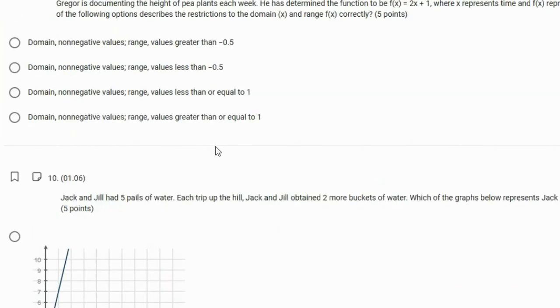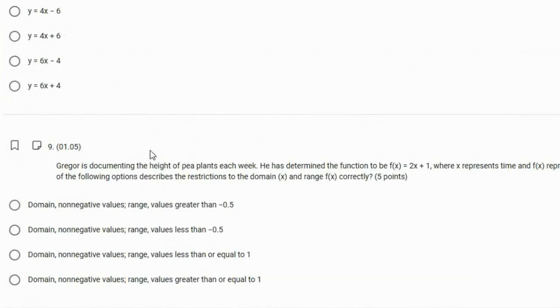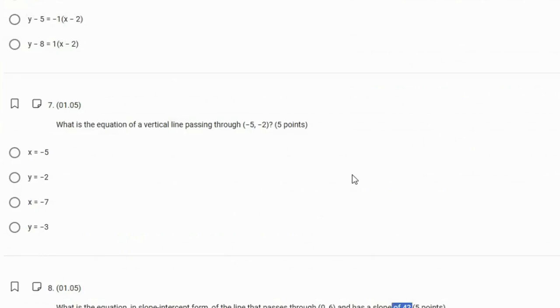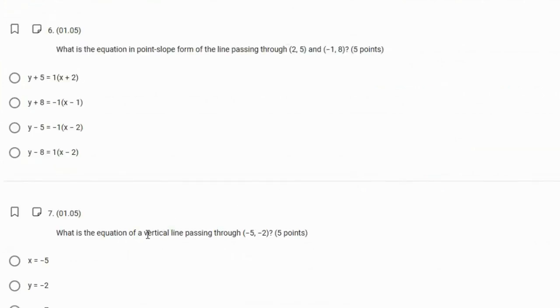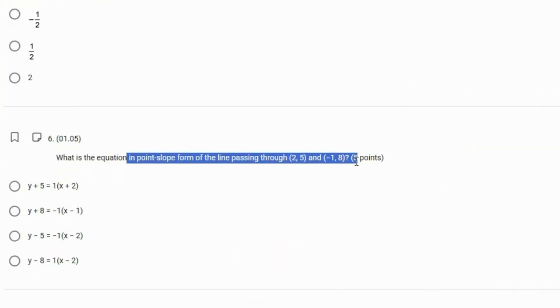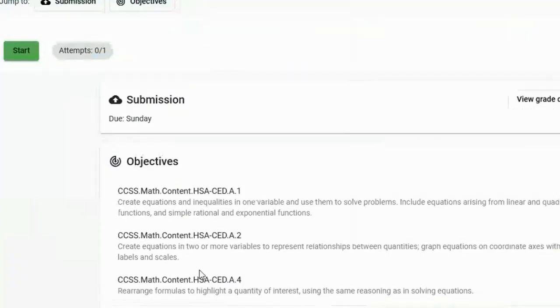10 questions. Yeah, which graph represents the situation? Should be just like the practice test. Questions like that. Slope-intercept form passes through this point, has a slope of 4. Write the equation of a vertical line passing through this point. Point-slope form goes through these 2 points. The same type of questions was on the practice test. Now let's look at part 2. That's part 1.